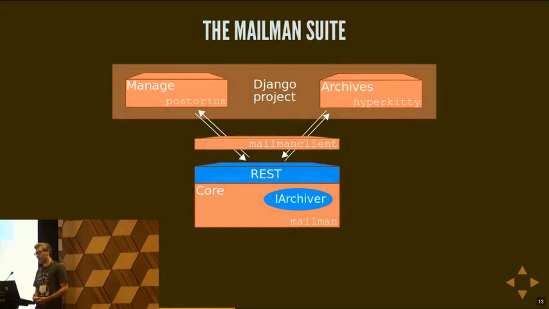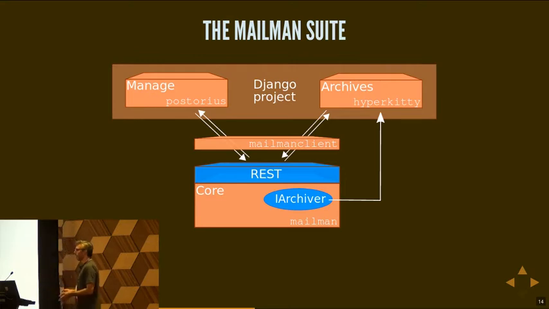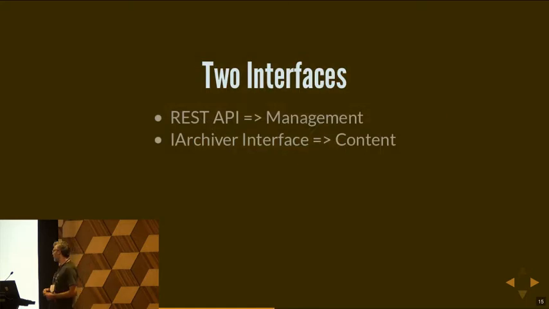So the mechanism that Mailman provides here is called the IArchiver interface. It sits inside the Mailman source code, and it's kind of a blueprint for developers to very easily create a simple class that hooks into that moment when a message is about to leave the Mailman core and be sent out to the subscribers. So we have these two interfaces. The REST API is for management, and the IArchiver interface is for content.